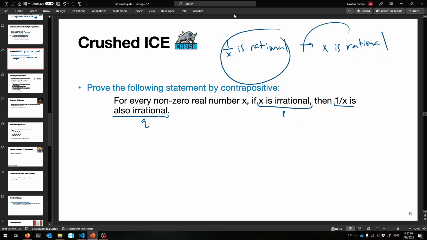Assume this, prove this. Ready? Proof. Assume 1 over x is rational. We also have for every non-zero real number x, so we also assume that x is non-zero. That's going to help because we can't divide by 0, right? And 1 over x is rational.